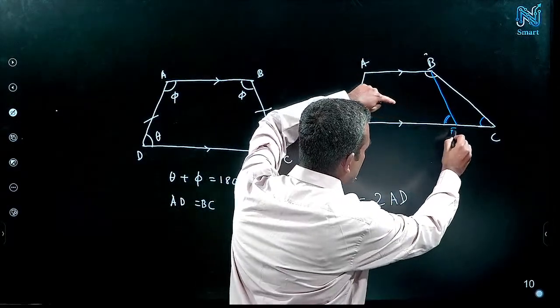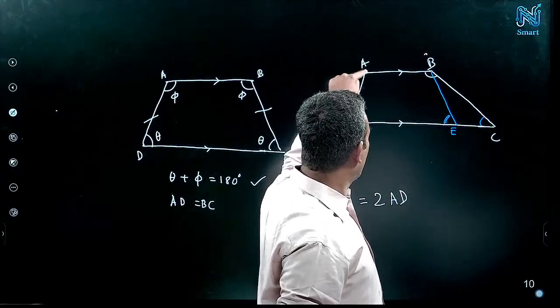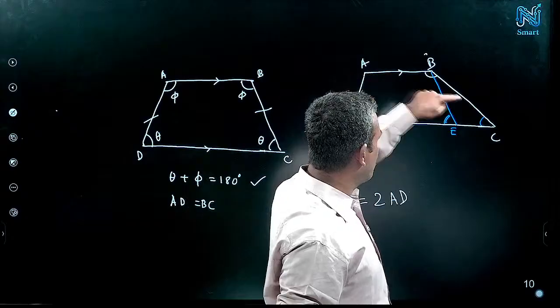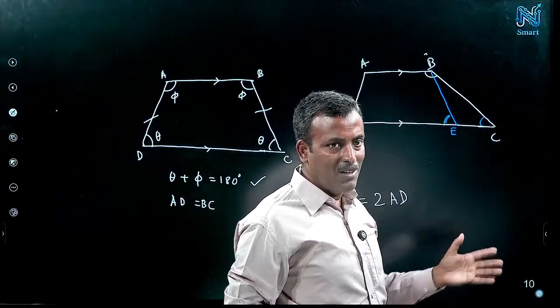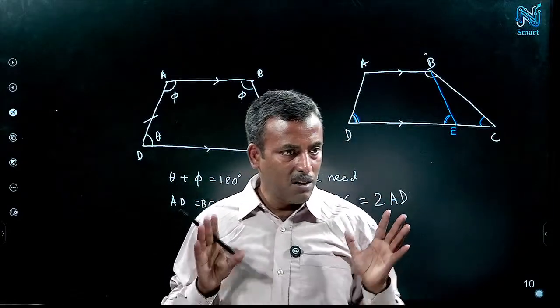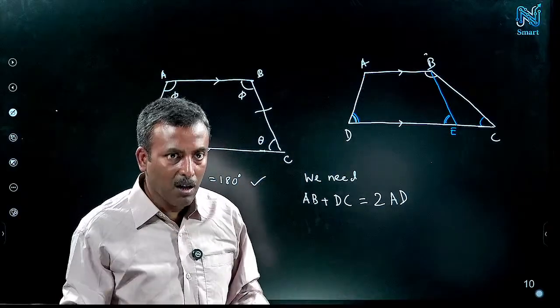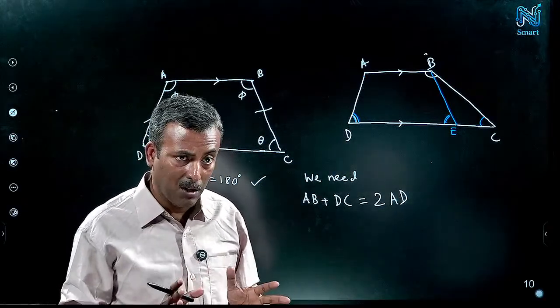E angle is 180 degrees, but C angle is less than E angle. So the sum of A angle plus C angle cannot be 180. It's 180 if and only if this is an isosceles trapezium. So in a trapezium, that must be isosceles for drawing a circumcircle.